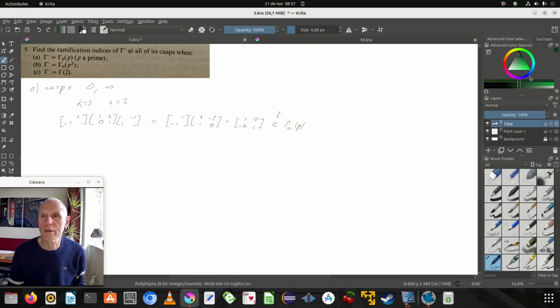I'll just write it in blue here. Infinity, that should be quite simple, because this lies in gamma naught of P for h being unity. So it has ramification index unity. All right, let's go to B.